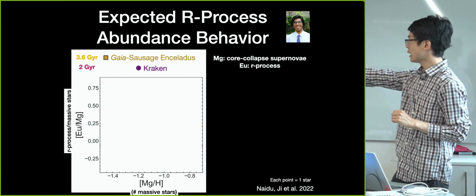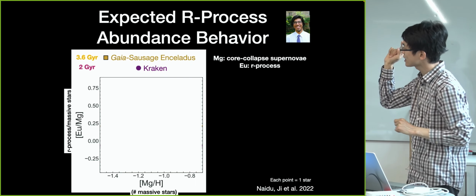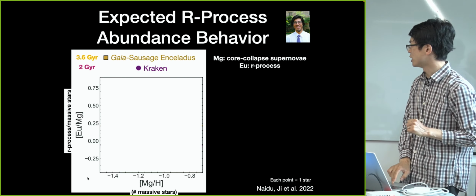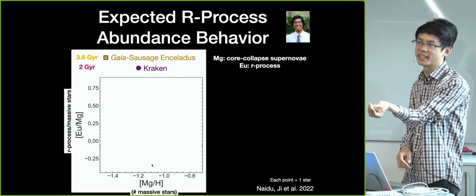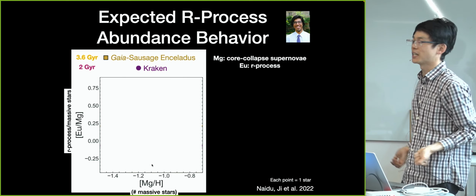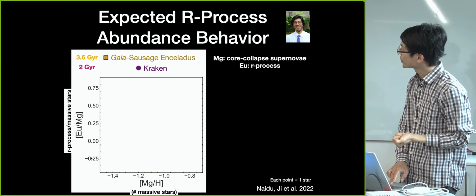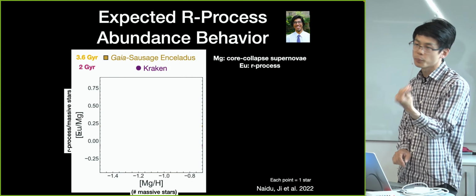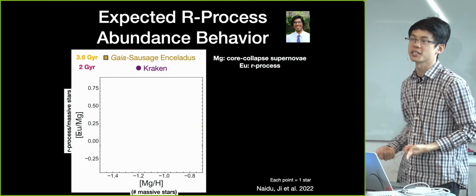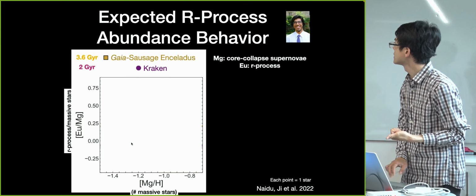So over here, the x-axis is the magnesium abundance of a star, and the y-axis is the europium to magnesium of the star. I want you to think of the x-axis as the number of massive stars that have gone off in a galaxy before that star forms, right? That's what it means to have some particular magnesium abundance. Magnesium is primarily made by core collapse supernova. Then the y-axis is europium divided by magnesium. Europium is basically our R process tracer. It's not a pure R process, but you can tell if there is R process when you see it. And it's divided by the number of massive stars.